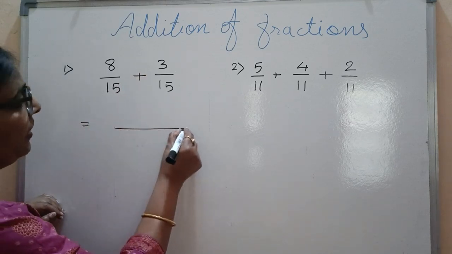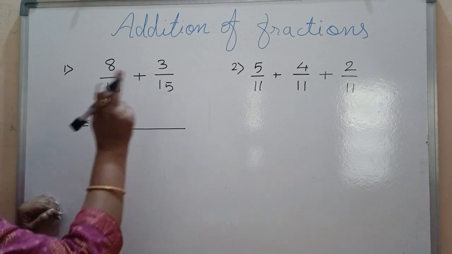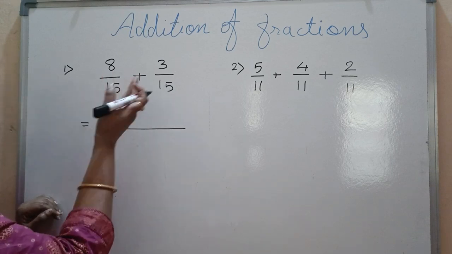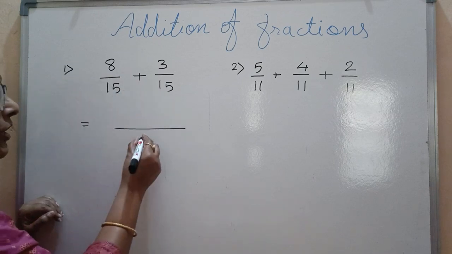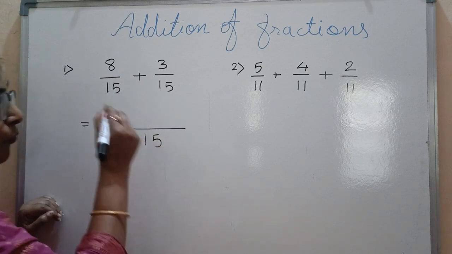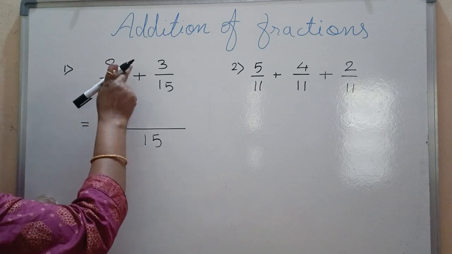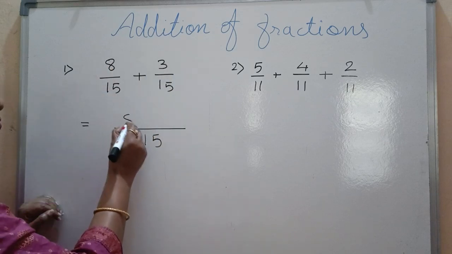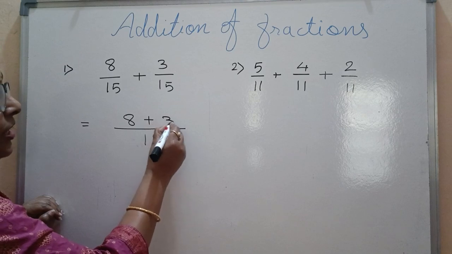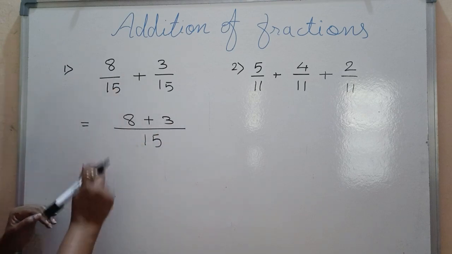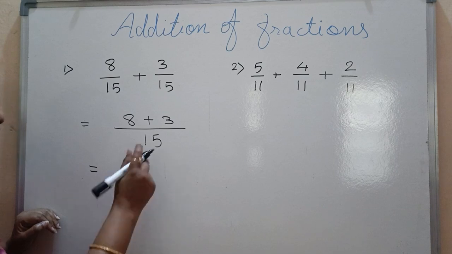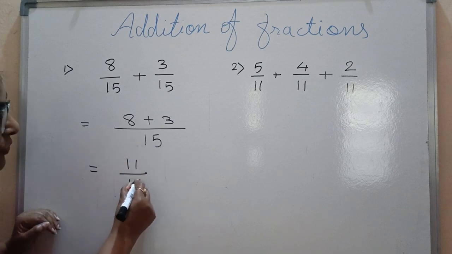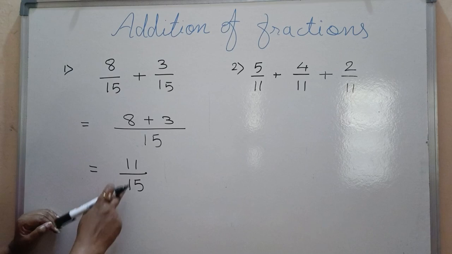First you have to take LCM of denominators, as here 15 and here also 15. So LCM of 15 and 15 will be 15 only. After that add numerators. So 8 plus 3. What will be here? 8 plus 3 will be 11. And here in denominator 15. So your answer will be 11 by 15.